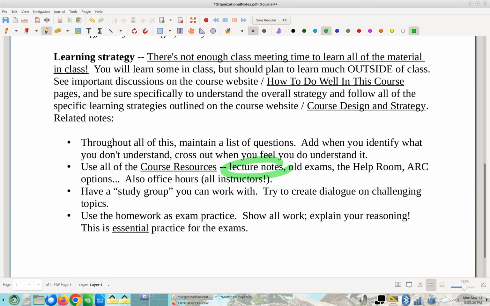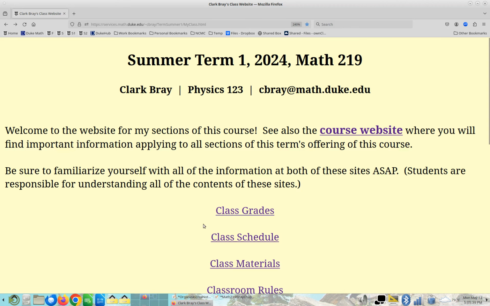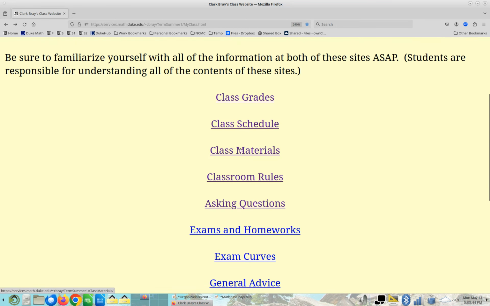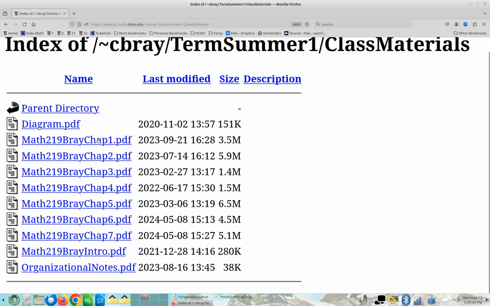Okay, all right, so we're making good progress here. I do want to go in and talk about the lecture notes. Here is an example of my lecture notes from Chapter 1. And why don't I show you where to find these on the class website? You'll notice there's a section here called Class Materials. Click right there on Class Materials, and here it is. It's this file right here called Math 219 Bray Chapter1.pdf. You click on there, and the file just downloads. You'll notice similarly for through Chapter 7.